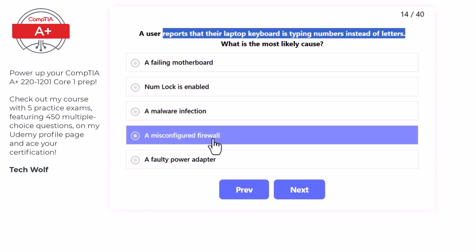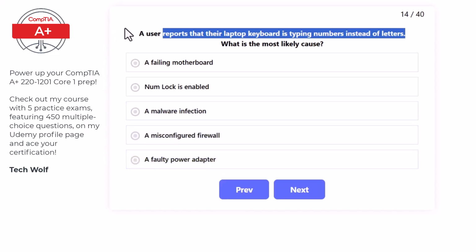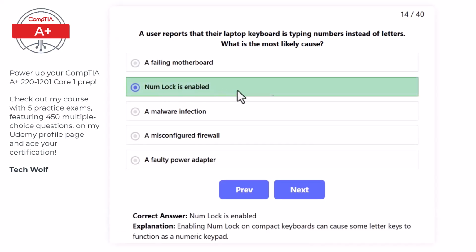And then we have a misconfigured firewall, which is also a protective measure of our computer systems. Then we are looking at a faulty power adapter, which also has nothing to do with the functionality of our computers. This could most likely only affect whether our computer is able to function or functions slower because there is not enough power, or other similar causes. So here the most likely answer would be Num Lock is enabled, as enabling Num Lock on a compact keyboard can cause some letter keys to function as a numerical keypad.